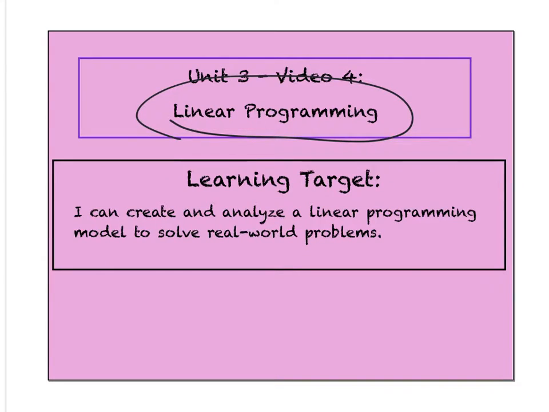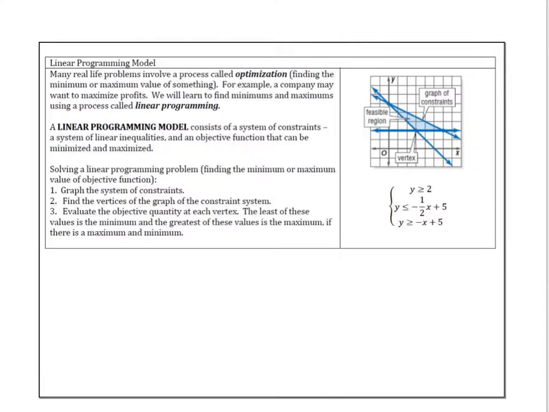So you're looking at what is the best situation that can come about for a given scenario. Linear programming calls for optimization, all right? And what that is, is you're trying to either minimize or maximize things, like maximize profits or minimize cost or things like that. There's a lot of applications to business here.